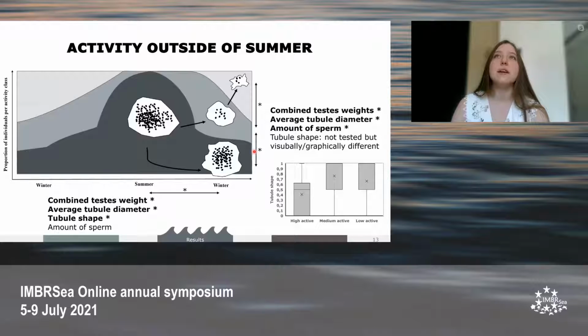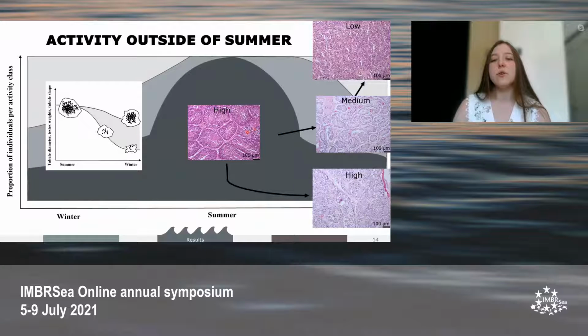But then also, because the classification is based on just that criterion of proportion of tubules with sperm, we wanted to see whether there is a significant difference in morphology between these three activity classes in winter. And yes, we do find that both morphology and the amount of sperm significantly differ between the activity classes, which is interesting. While we didn't test tubule shape, you can still see graphically that the high actives are rounder compared to the other two classes. You similarly see this in the photos.